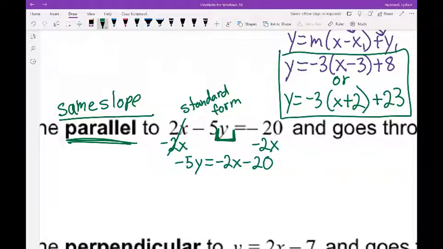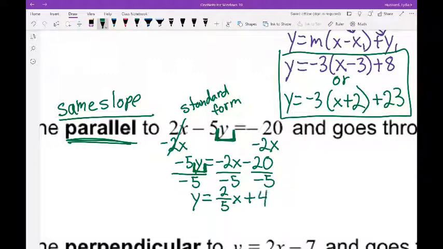Okay, so we got a little closer. We moved x to the opposite side. And now we need to solve for y. So we still have that negative 5 attached to the y, and it's attached by multiplication, so we get rid of it by division. And when we divide one piece of our equation, we have to divide every single piece by that number. So the negative 5 on the left will cancel out, leaving us with y. Negative 2 divided by a negative 5, when you divide a negative by a negative, you get a positive number. So that's going to be 2/5 x. And negative 20 divided by negative 5 will be a positive 4.